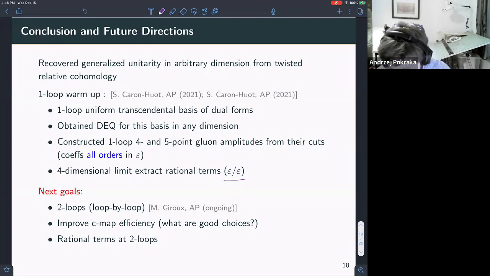And eventually we would really like to find some sort of diagrammatic rules that we can apply to diagrams directly that would extract these rational terms. And hopefully by comparing with the formulas that we get, we can figure out how to do that.